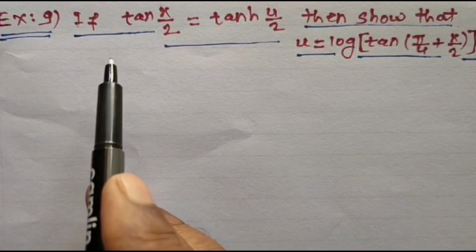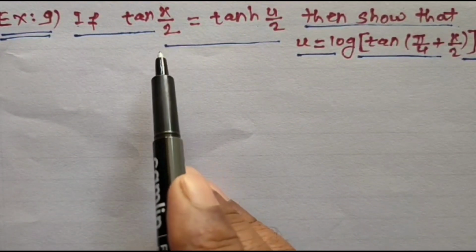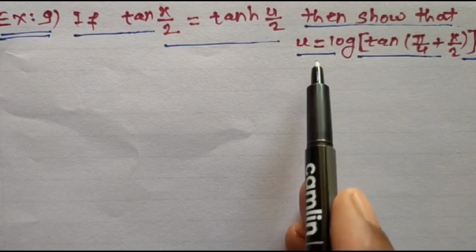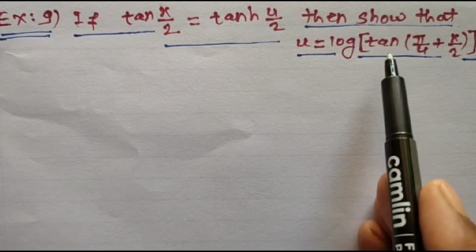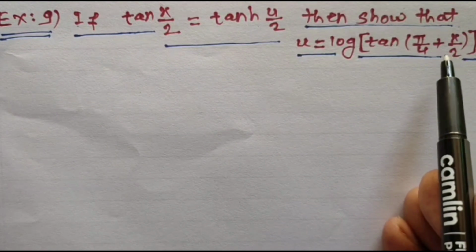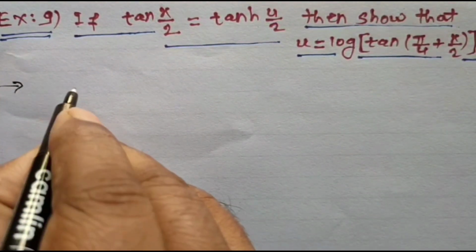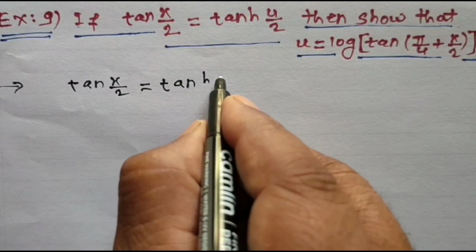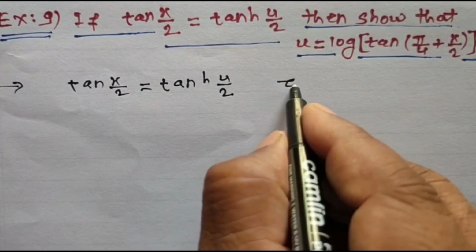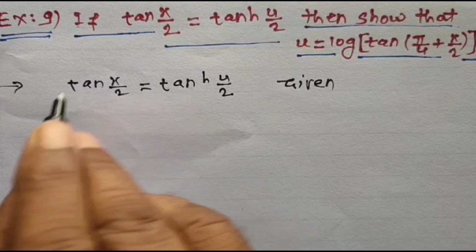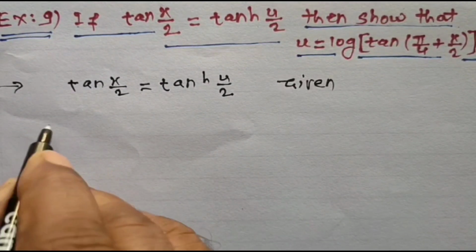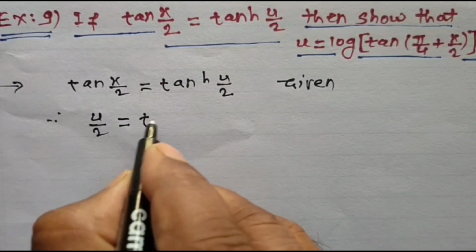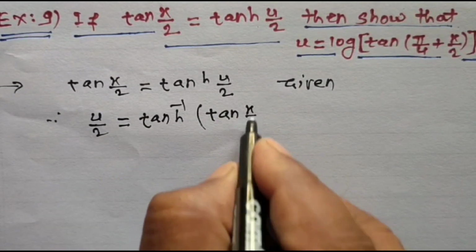Let us solve sum number 9. If tan of x by 2 is equal to hyperbolic tan of u upon 2, then show that u is equal to logarithm of tan of pi by 4 plus x upon 2. To prove this, tan of x upon 2 is equal to hyperbolic tan of u upon 2. This is given. Now take this hyperbolic tan on this side, then we can write u upon 2 is equal to hyperbolic tan inverse of tan of x upon 2.